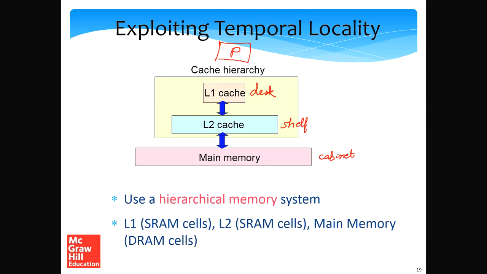So similar to Sophia, what the processor would do is that first it would access the L1 cache and search for data. If it finds it, well and good. Otherwise, so hopefully most of the time, because of temporal locality, 90% of the data will be found in the L1 cache. If it does not find the data in the L1 cache, it will go to the L2 cache, which is larger and slower. If it does not find it there, then the processor will go to the main memory, which is the cabinet.